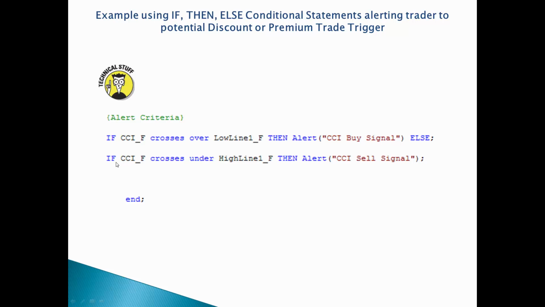For the sell signal, if the CCI fast crosses underneath the high line, which is the +100, then alert CCI sell signal. So this could be just a simple definition for you, alert criteria. This is the alert criteria that I use. Very straightforward, very robust, very accurate.